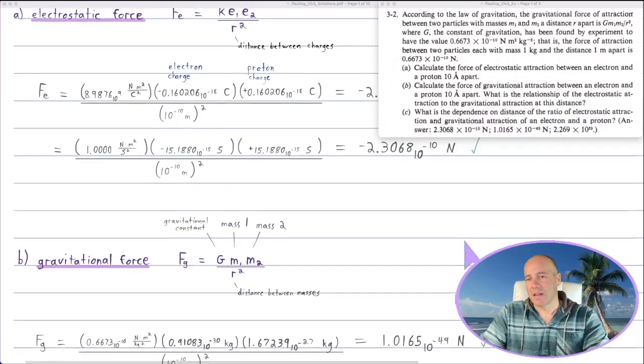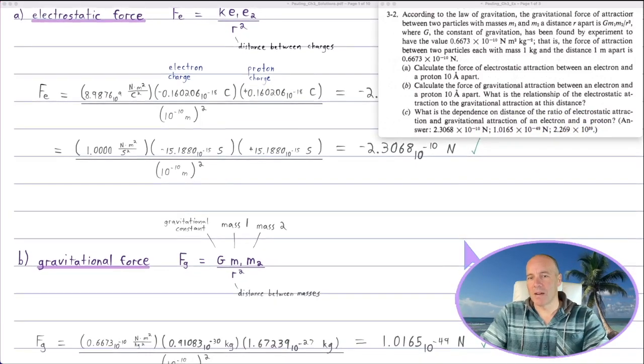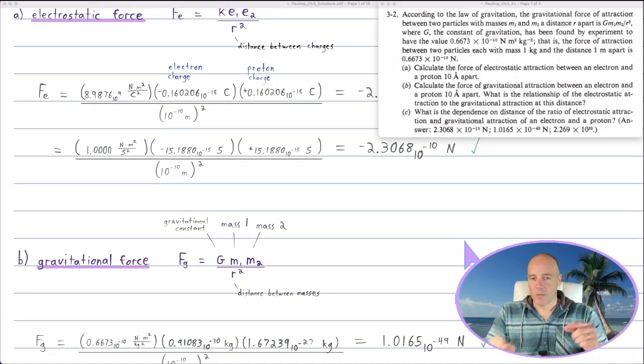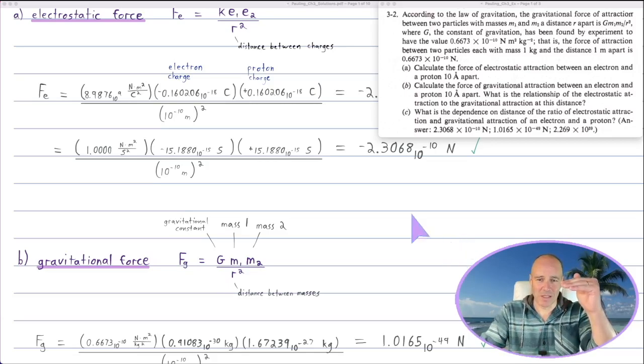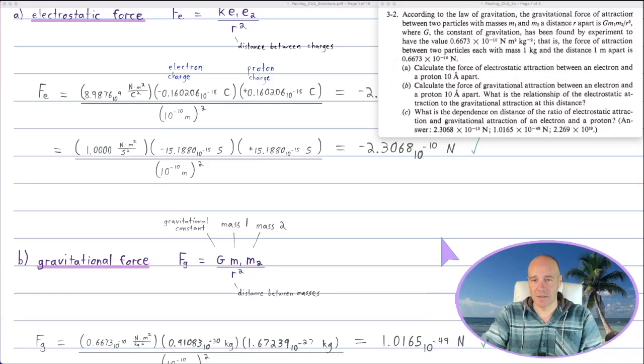Now this part also asks, what is the relationship of the electrostatic attraction to the gravitational attraction at this distance? This is asking whether or not the two forces are there. And yes, when you have an electron and a proton 10 angstroms apart, they feel the electrostatic attraction and they feel the gravitational attraction at the same time. And the two attractive forces are simply cumulative. You would add the two. But the electrostatic attraction you can see is much, much greater than the gravitational attraction. The gravitational attraction is almost insignificant.